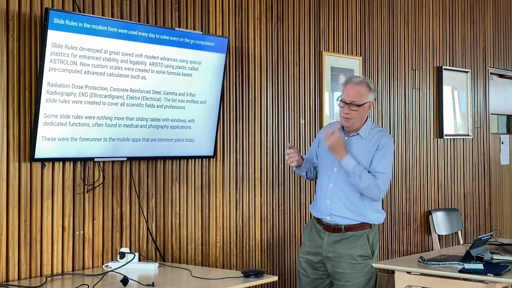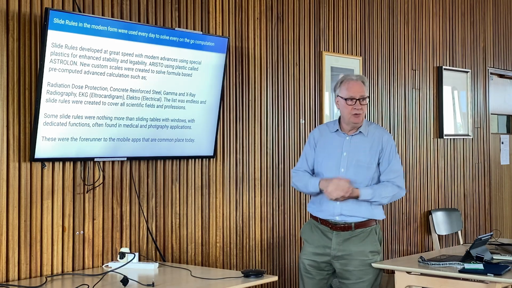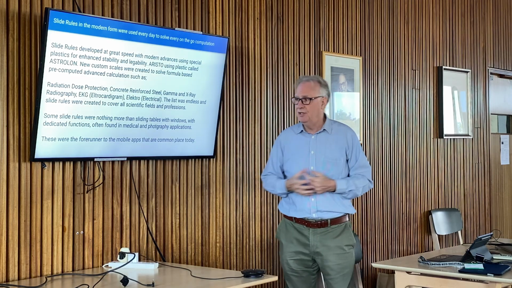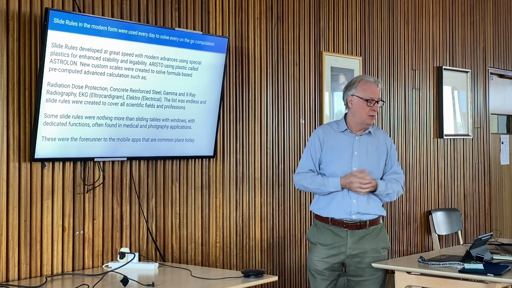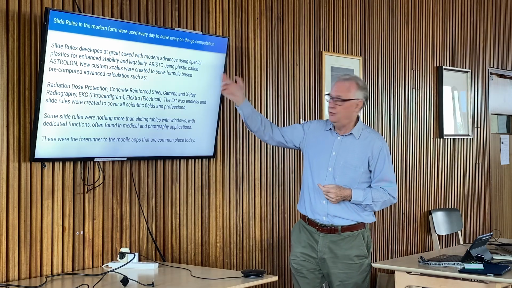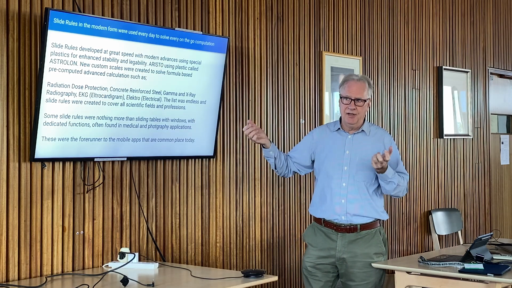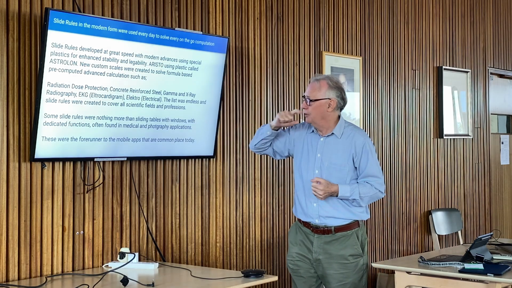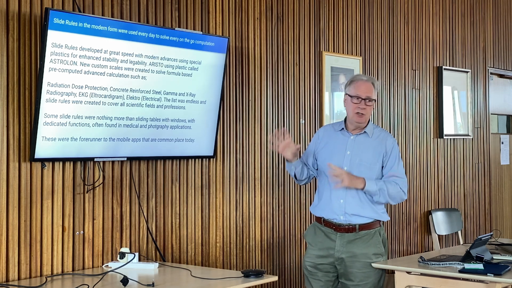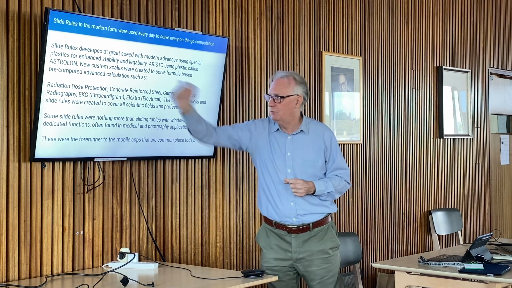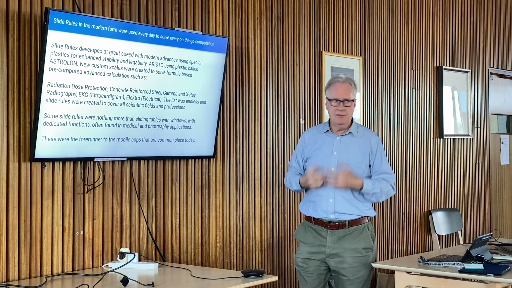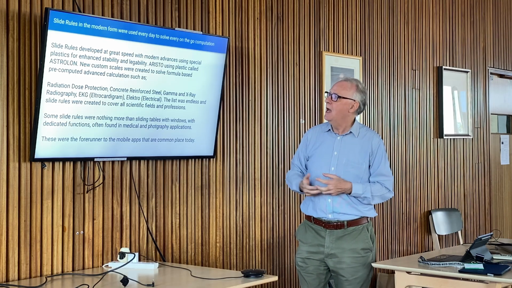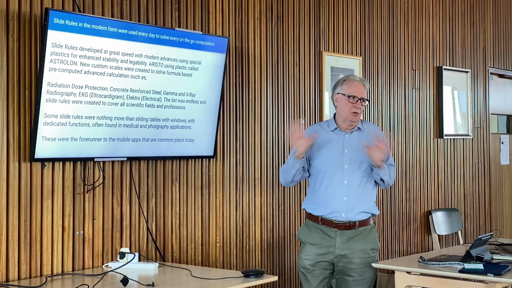So slide rules developed at great speed through the 50s, 60s, right to the end of their era, which was the mid-'75 when the calculator came out. Just using the Aristo, they used new materials, which they called by the proprietary name Astrolon. It's a form of PVC, very robust, very stable, and they were used for all sorts of things.